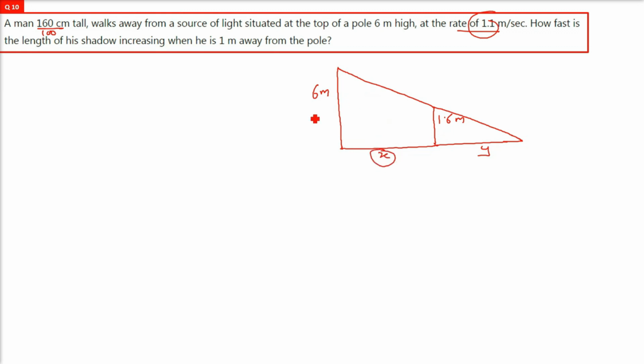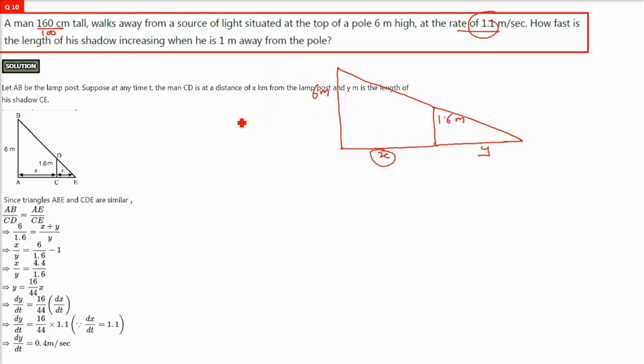So this question we have already seen in the previous discussion. So we'll use the similar triangle properties. This is A, this is B, this is C, and this is D, this is E. Now this is a bigger triangle ABE, and the other triangle is CDE. So the corresponding sides will have the ratio. That is equal ratio, you can call it. So we can just say 6 by 1.6 equals (x plus y) by y.